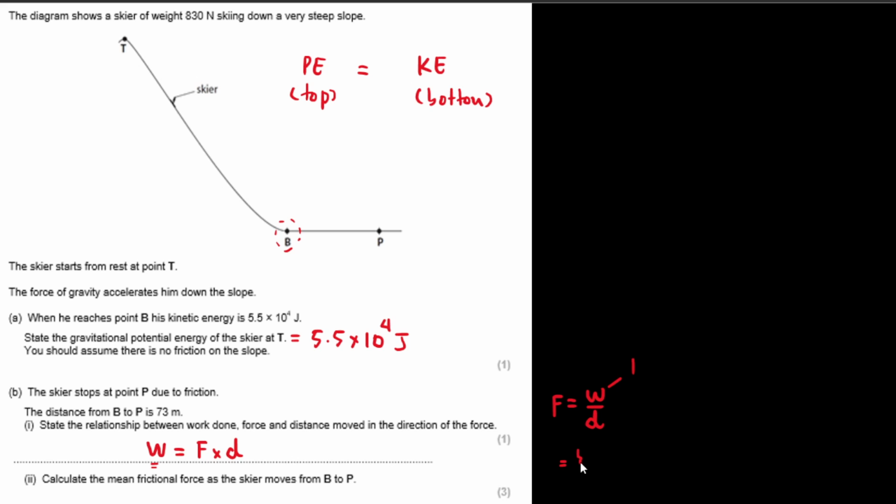So your work done is 5.5 times 10 to the power 4 divided by the distance, which is from B to P. How much? It's 73, right? So 5.5 times 10 to the power 4 divided by 73, you should get 750 newtons. The unit is newtons, okay? So that is the frictional force, which is going to act in this way.